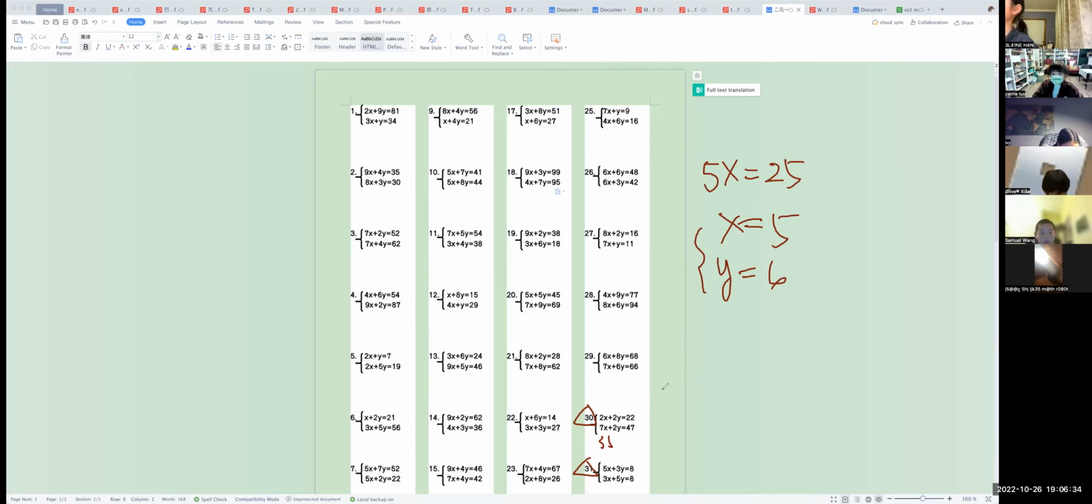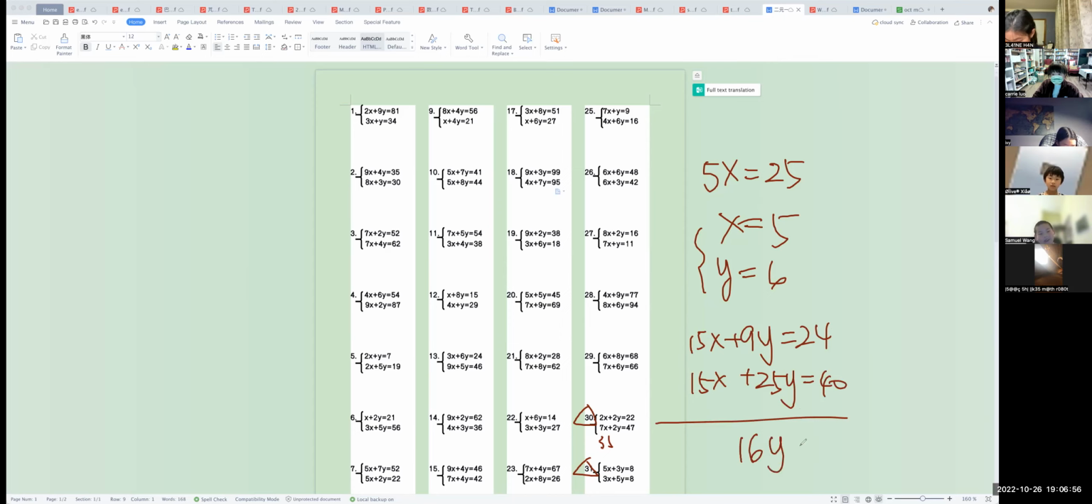So number 31, how do we do it? Okay, so I am using the bottom and the top times a different number. So the top times 3 and the bottom times 5. So 15x plus 9y equals 24, and 15x plus 25y equals 40. Okay, so 16y equals 16, so y equals 1. And x equals 1. So 1, 1. Daniel, good job. Ivy, good job. Oliver, good job. Okay, very good.